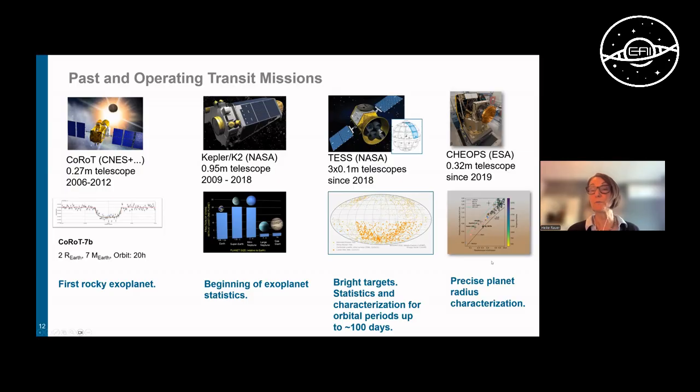The other mission still in operation is CHEOPS from ESA. CHEOPS is not a detection mission. CHEOPS addresses the point of precise characterization, so CHEOPS determines precise radii for known planets. The question then is, what is the next step?